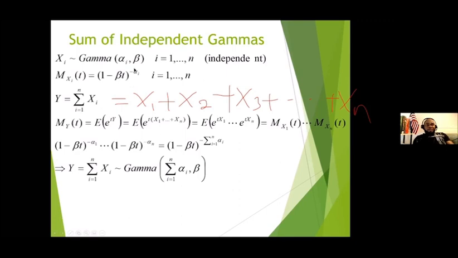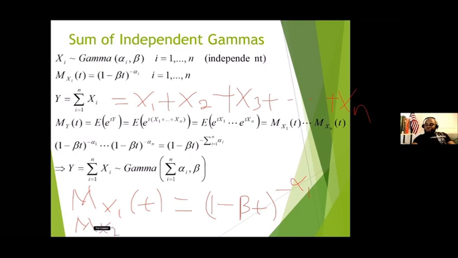Now, if this is the moment generating function of a particular xi, particularly the moment generating function of x1, it is (1 - beta t) raised to the power minus alpha 1. The moment generating function of x2 is going to be (1 - beta t) raised to the power minus alpha 2. Since it's going to be a product of all of that, when we generalize it, at the end of the day we're going to have something like this.